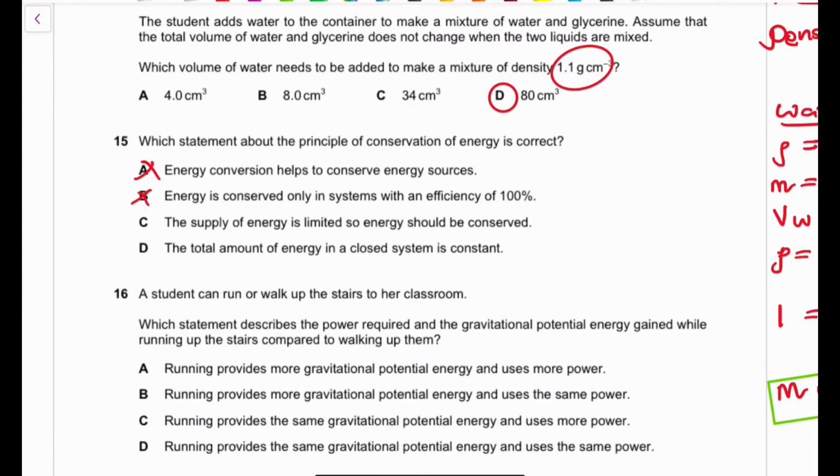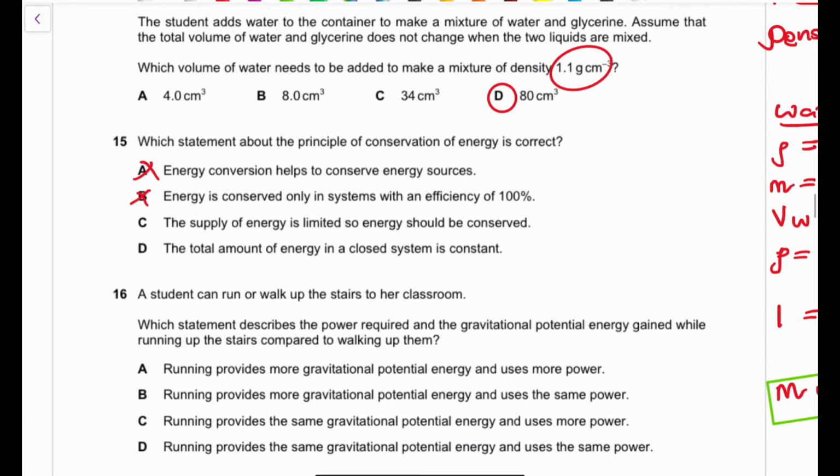Like how do you conserve energy just because the supply of energy is limited? It's not going to make sense, right? But the total amount of energy in a closed system is going to remain constant. That is true, because in a closed system, all the energy that you put in will be maintained in that system, so it's not going to change. And it's the total amount. It doesn't matter what you have, right? The total amount of energy is just going to remain constant. And the answer is going to be D.